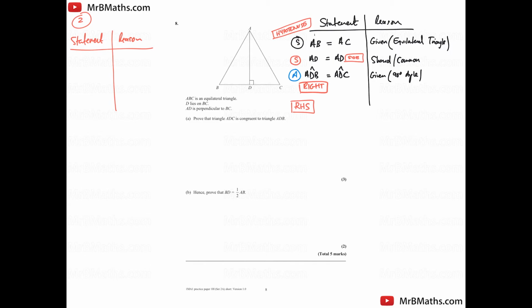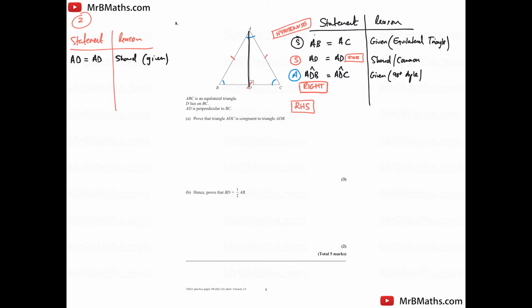So again, let me just mark on the triangle, equilateral, equilateral, equilateral, angle, angle, angle. Okay, so on the left there we did RHS. Let's look at another way of doing this. So we could say that AD equals AD, and then shared, and that's really given. Okay, so that's this centerpiece.